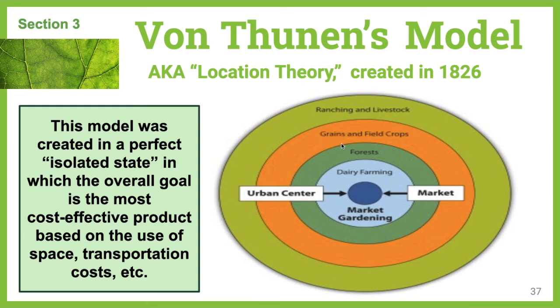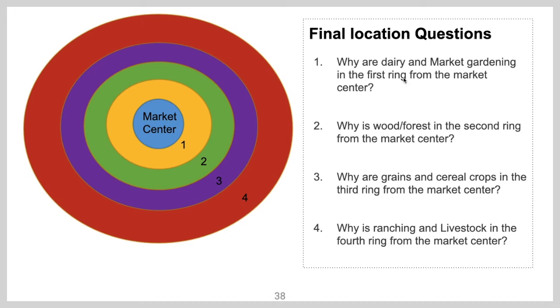And in ring 3, we have grains and field crops. And then in ring 4, the largest ring with the most land, we would have ranching and livestock. Lots of room for grazing. And remember, this model was created in this isolated state, right? To try and find the most cost-effective use and the most cost-effective methods of agriculture, of agricultural behavior. And this location theory was in 1826. So, of course, a couple hundred years ago, there are some missing items here in this isolated state, and we have to consider that. But first, try to answer some of these questions in your own mind.